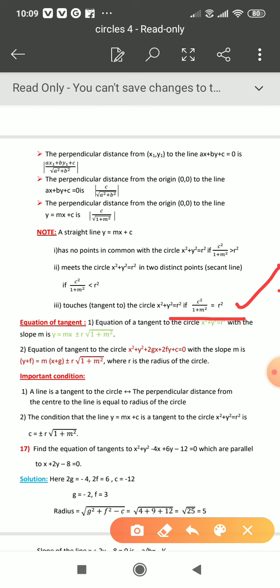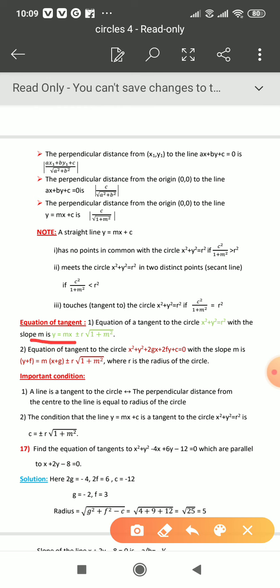So if c is equal to plus or minus r into root of 1 plus m square, y is equal to mx plus c is a tangent. So substitute c is equal to plus or minus r into square root of 1 plus m square, then y is equal to mx plus c becomes y is equal to mx plus or minus r into square root of 1 plus m square. This is a tangent to the circle x square plus y square is equal to r square with slope m.